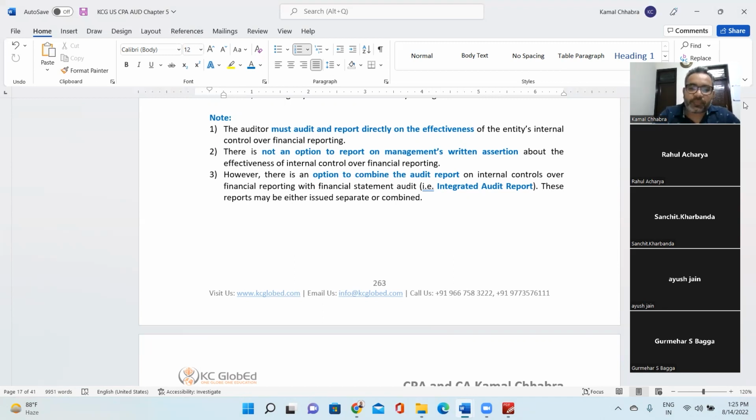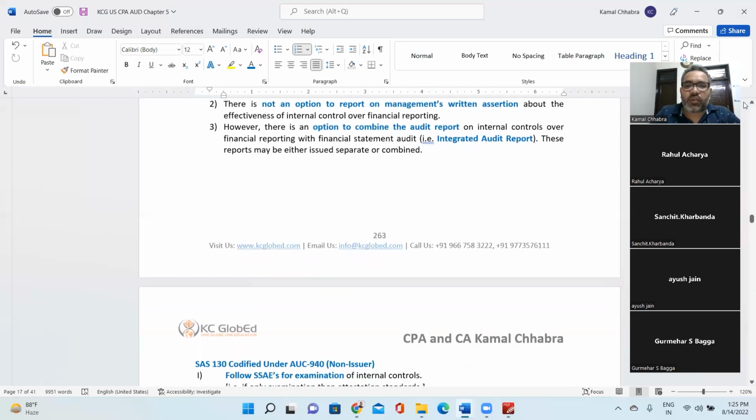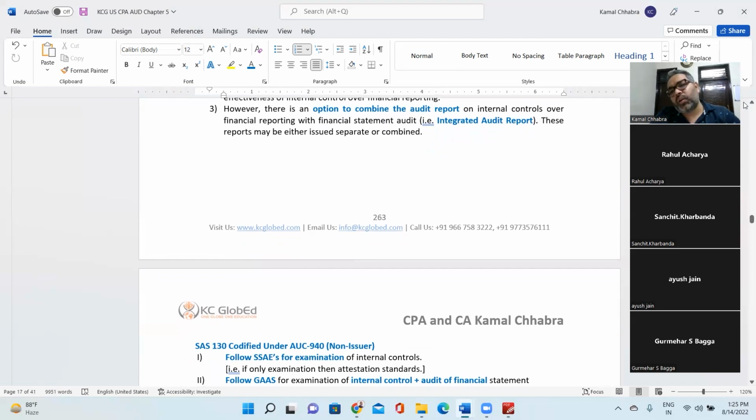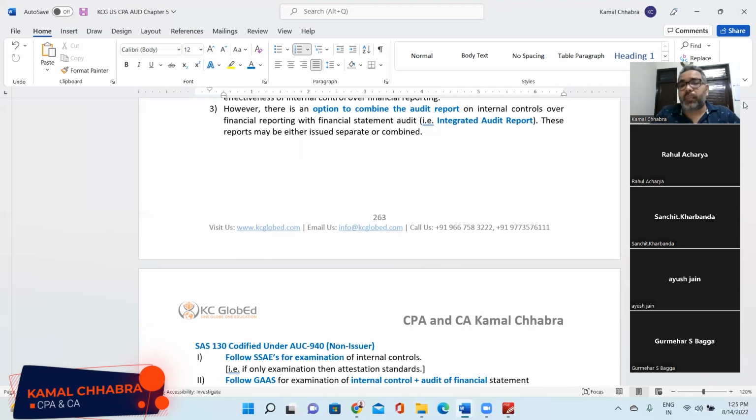Make sense? There is not an option to report on management's written assertion about the effectiveness of internal control. So you're not giving an opinion on the management assertion. You'll be giving an opinion based on your own testing. However, there is an option to combine the audit report on internal control over financial reporting with the financial statement report. That means you can do the integrated audit report as well.